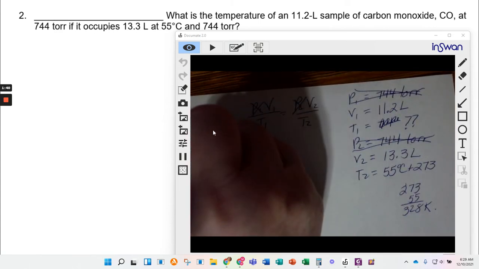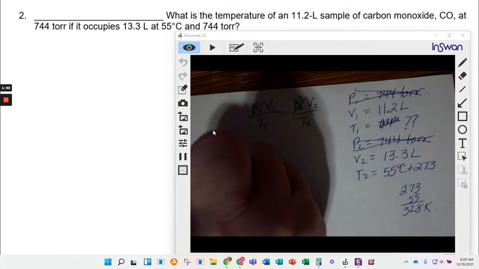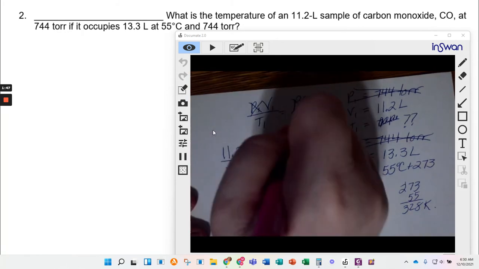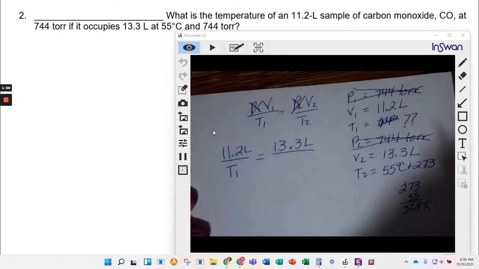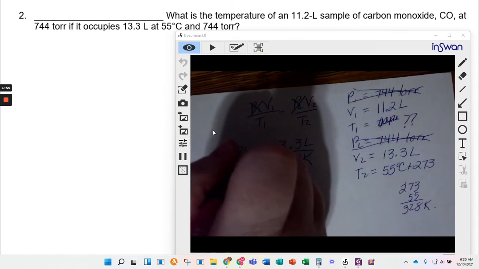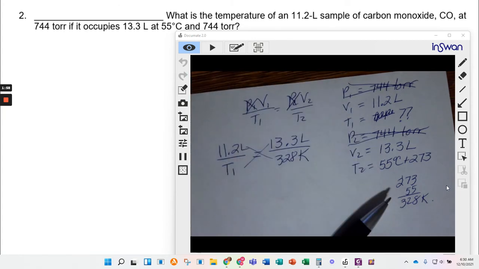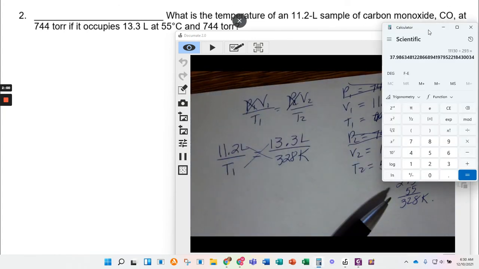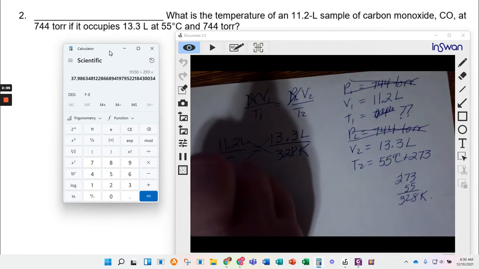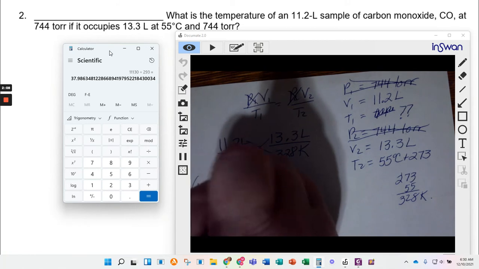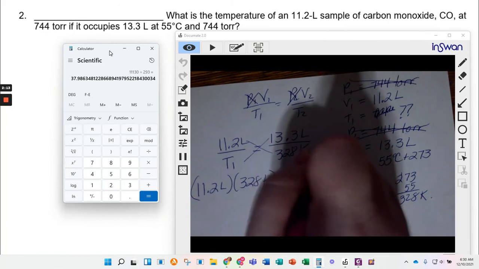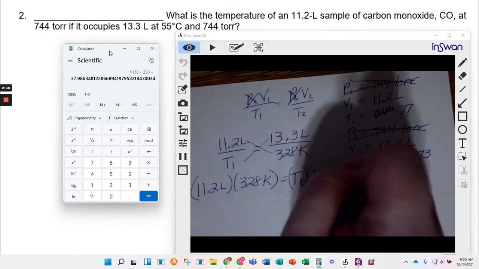So I need the volume 1, 11.2 liters. This is what I'm trying to find. Volume 2, 13.3 liters, and temperature 2 is 328 Kelvin. Okay, so remember cross multiplying. That is an effective way to do this problem correctly. So I would end up with 11.2 liters times 328 Kelvin equals T1 times 13.3 liters.